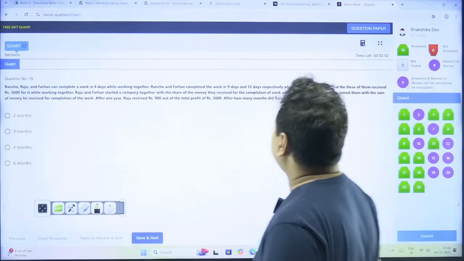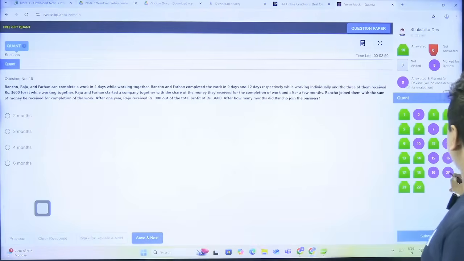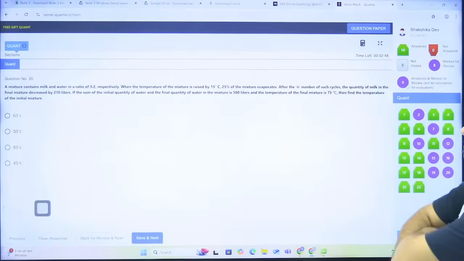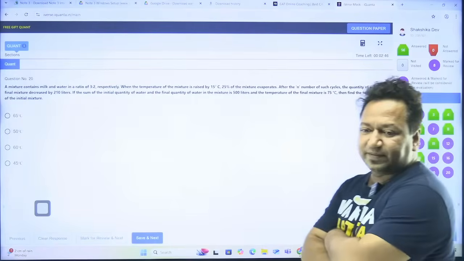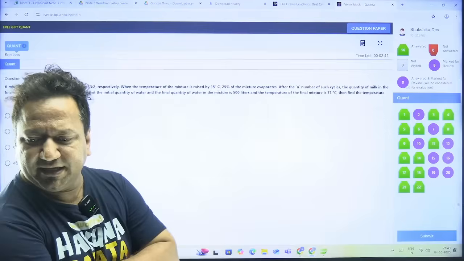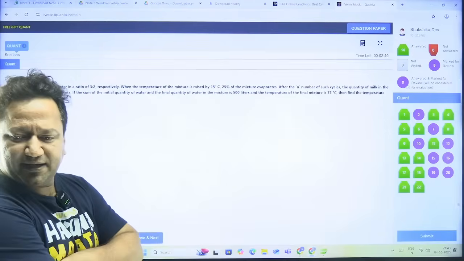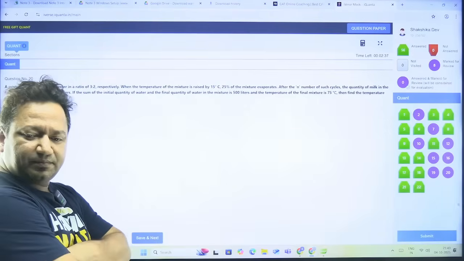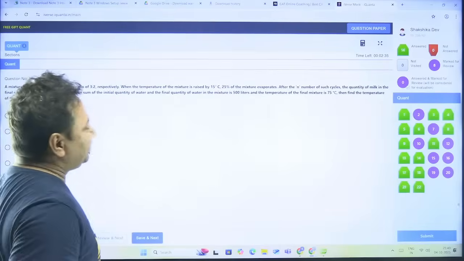All right. Raju Rancho, 19th, 20th. Mixture contains milk and water in the ratio 3:2 respectively. हाँ, a + 10 आएगा, 2a + 10 नहीं। ठीक है ना, वो ठीक है, वो कर दिया। I also have pen and paper with them.